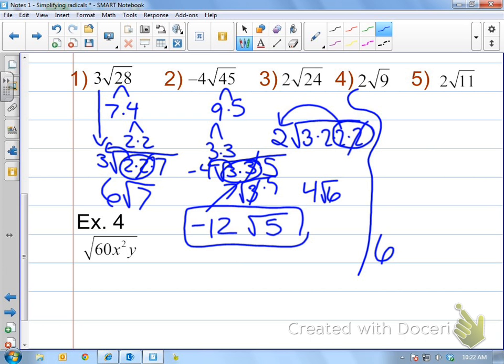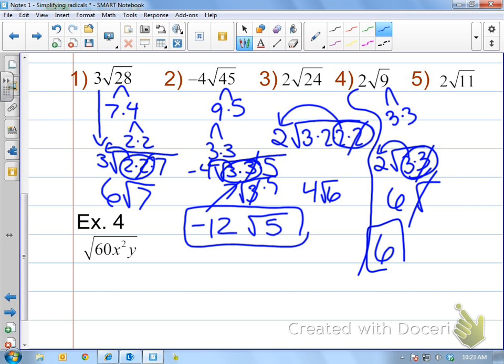So, we break down our 9. 3 times 3. We have a pair. Kill one off. Multiply the other. 2 times 3 is 6. And there was no numbers left. We had 6 outside with nothing here. When that happens, we just get rid of the square root. If there's nothing written under there, it disappears. So your final answer will be 6.